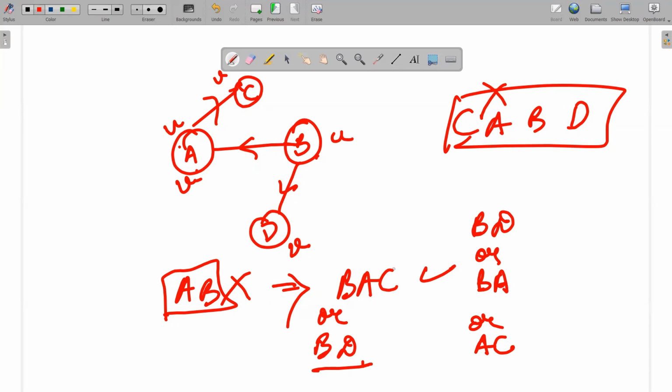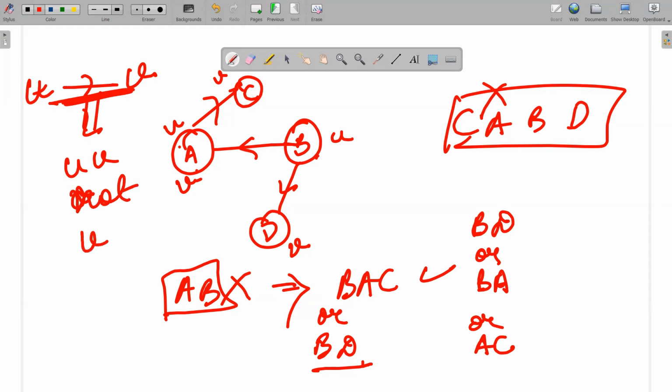So definitely there is one thing that you need to understand: if there is an edge from U to V, you have to write it as UV, not VU. Fine. This is topological sort for you. Hopefully, you are able to understand it.